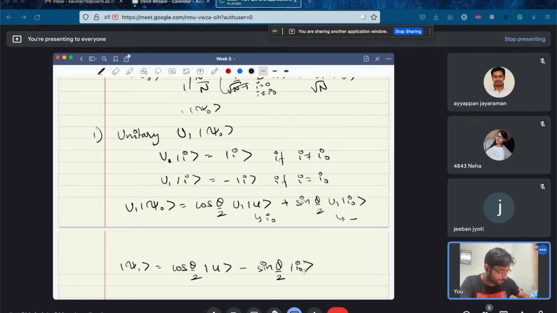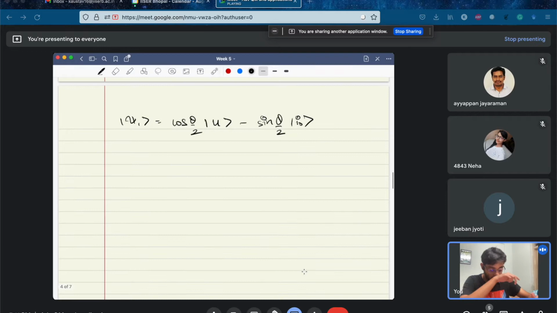Let me make a Bloch sphere here, or just a basic circle, to get a better representation of what we are actually looking at. So this is your u and this is your i naught. Now you have a circle.